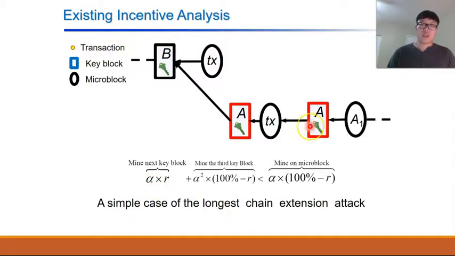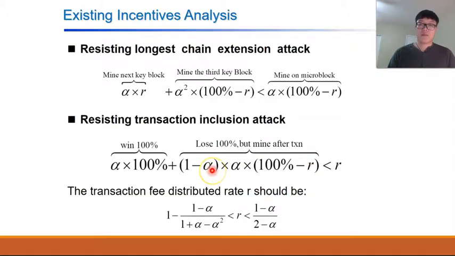If the adversary produces the next key block, it will win the left 1 minus R fraction of the transaction fee here. To defend against this attack, we should guarantee the revenue for this attack is lower than the revenue of honest mining. In a similar analysis, we can derive this equation for the transaction inclusion attack. Furthermore, we can derive the bounds for the value of R.